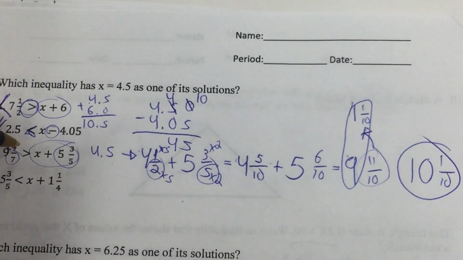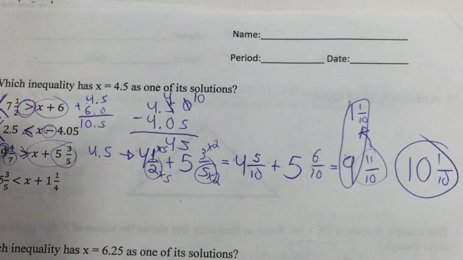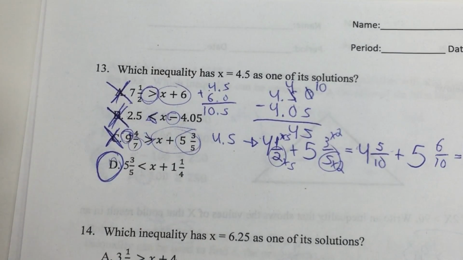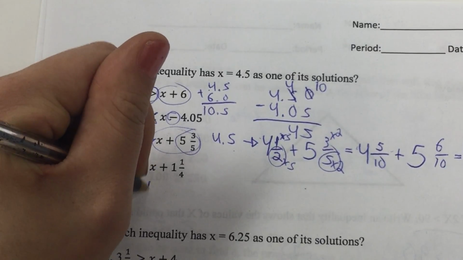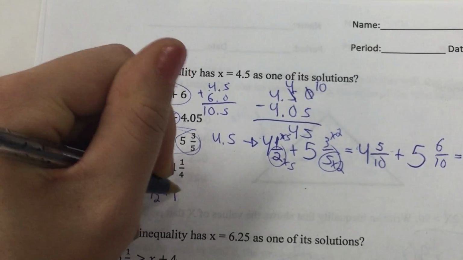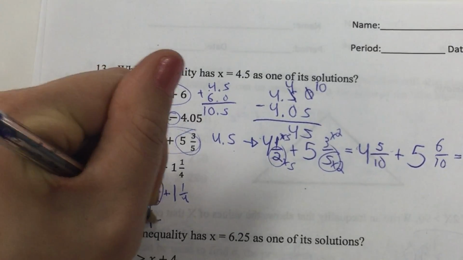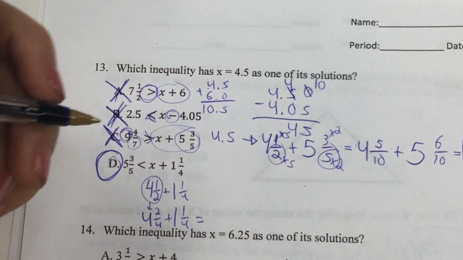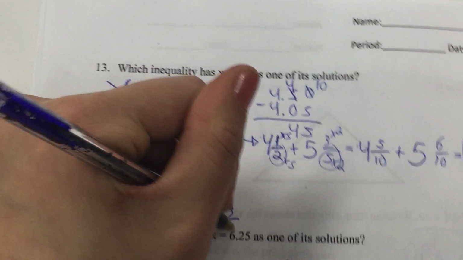10 obviously is not bigger than 9, so I know that C is wrong. Therefore, our only possible answer is D. Here, sorry. If you really didn't trust me, I guess I could do 4 1/2 plus 1 1/4. I know that this is basically 4 2/4 plus 1 1/4. If you add those together, you should get 5 3/4.